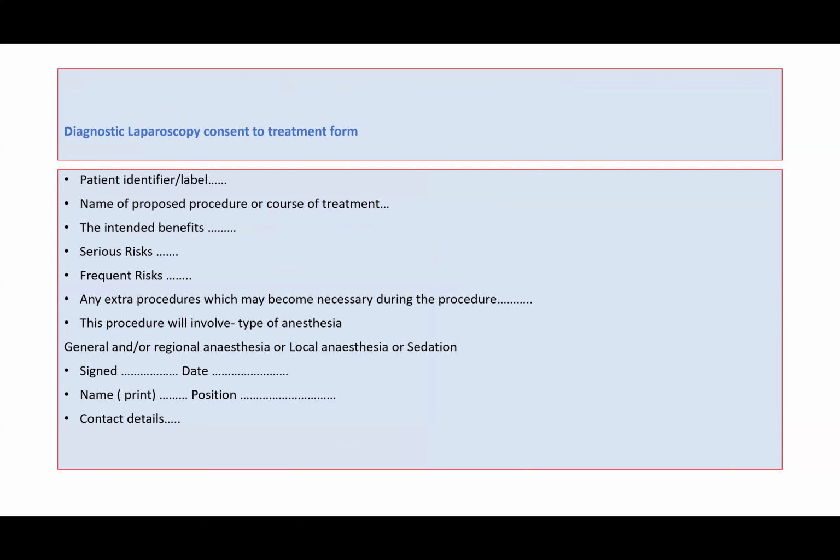Now, in the consent form, what we do first, we have... Can you tell me the process, the operation which you are going for? Well, yes, I know it is a keyhole surgery. And it is for what? Which condition you have? Yeah, endometriosis, right. Yes, yes, you are right.